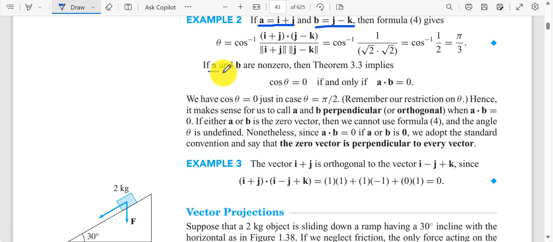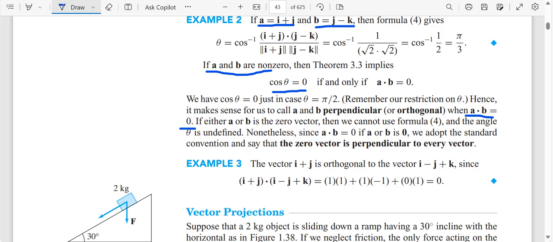If A and B are non-zero, then if this equals zero, if the cosine of theta equals zero, which means they're perpendicular, then A dot B equals zero. And if A dot B equals zero, then they are perpendicular if they're non-zero. If either A or B is zero, then we can't really even talk about the angle between them. Okay, so they say that A and B are called perpendicular if A dot B equals zero.